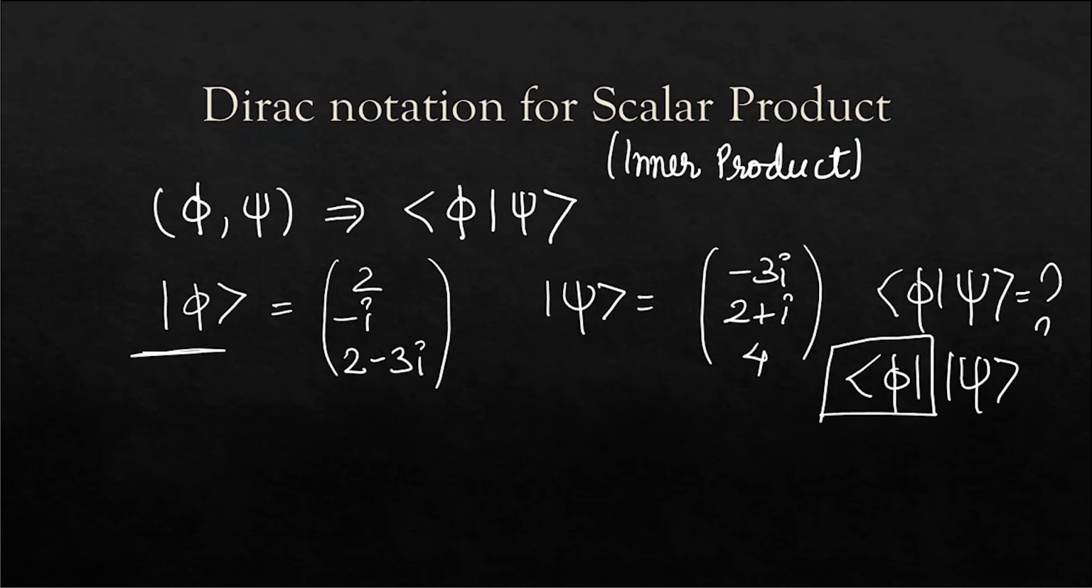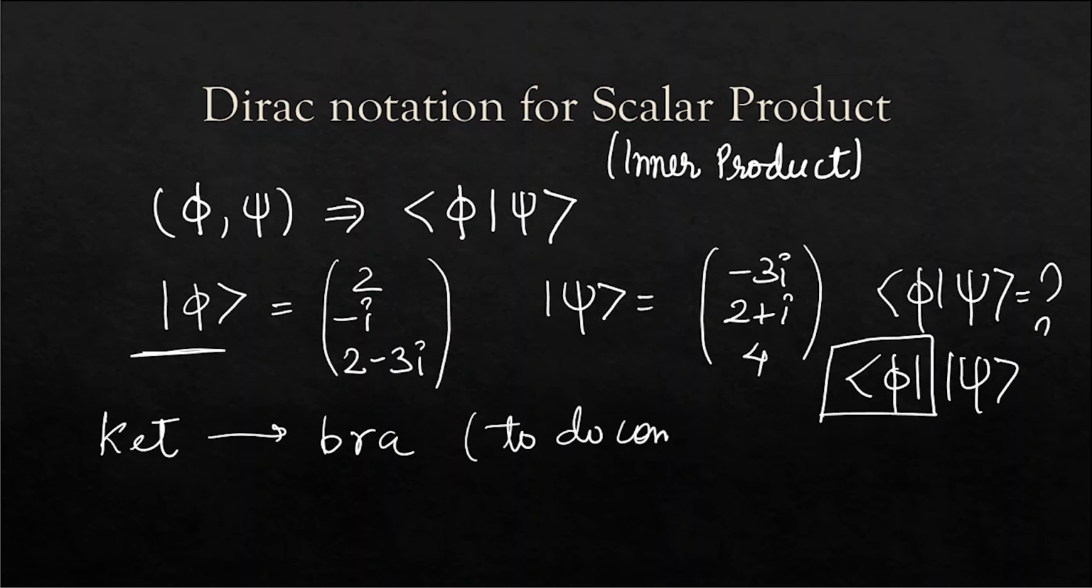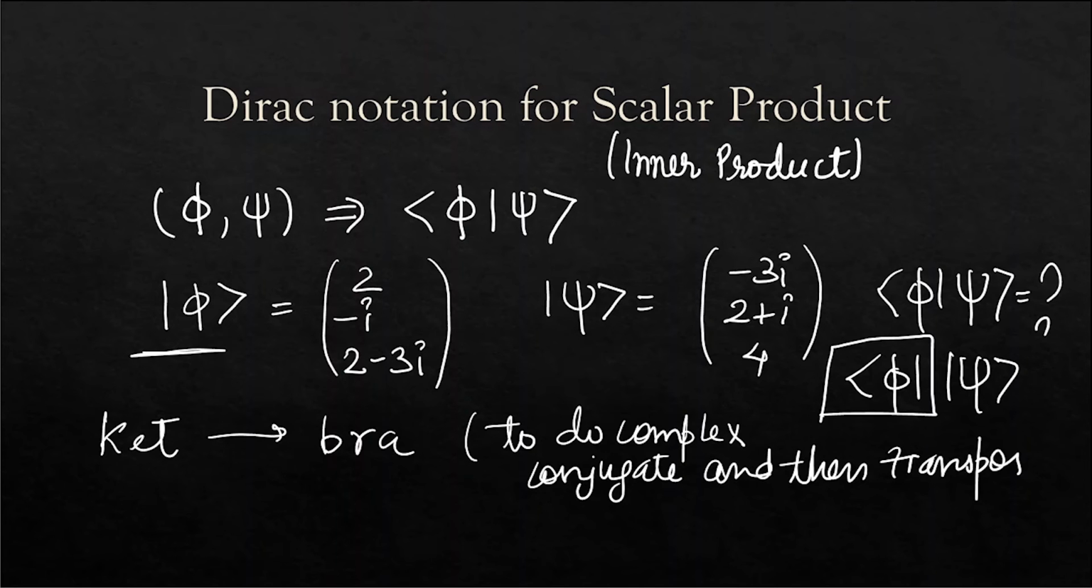So how do we change a ket to a bra? First of all we have to change ket to bra. In this case you have to take the complex conjugate and then the transpose of it. ट्रांसपोज मतलब अगर रो है वो कॉलम हो जाएगा, कॉलम है तो वो रो हो जाएगा. ट्रांसपोज ऑफ इट. सो लेट्स सी.